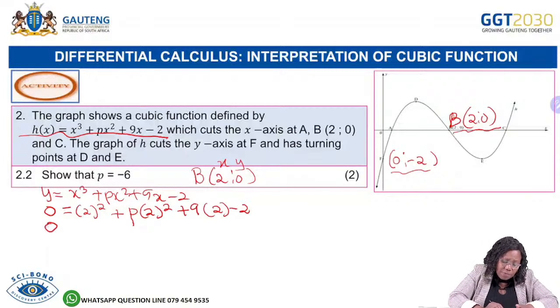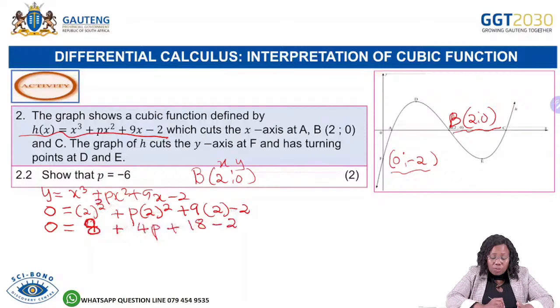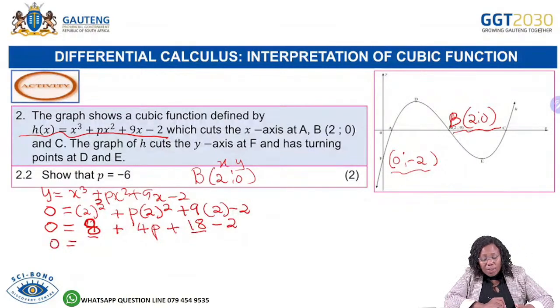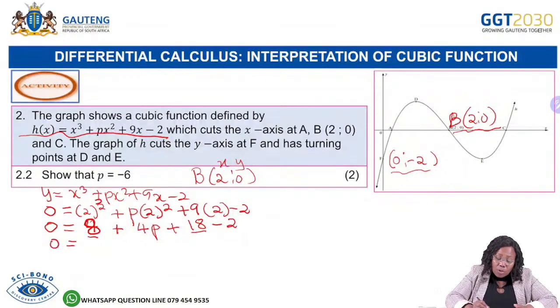And then let's simplify now. 0 equals, oh, this is cubed. That is 2 to the power 3, that is 8. And then 2 squared times p, that is 4p. 9 times 2, that is 18. And then minus 2. 0 equals, you are adding like terms now. 8 plus 18, that is 26. 26 minus 2, that is 24 plus 4p.